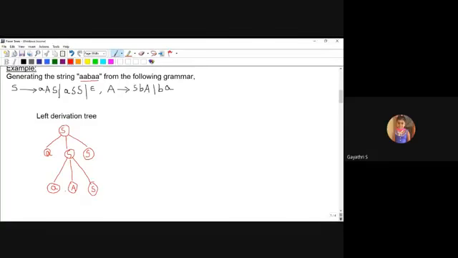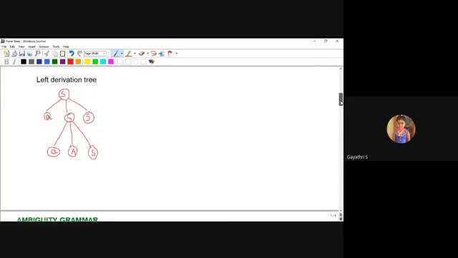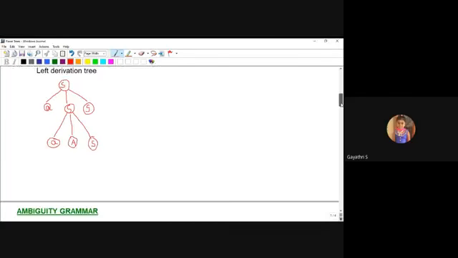Here also two non-terminals are here, A, S. For this, what are the production rules? See here for S means S BA or BA. There are two production rules, S BA or BA. See here I will choose BA. Okay, so I will choose BA.